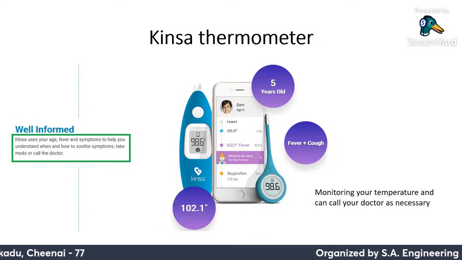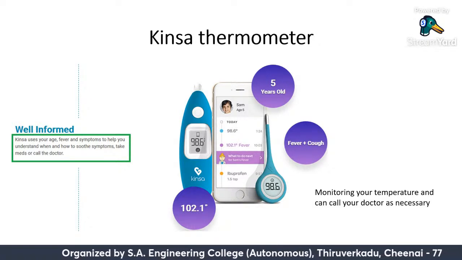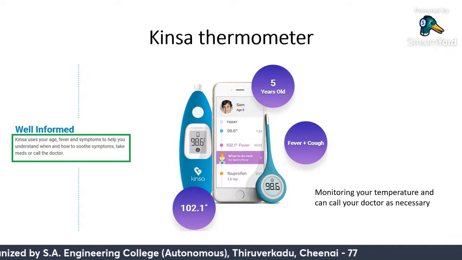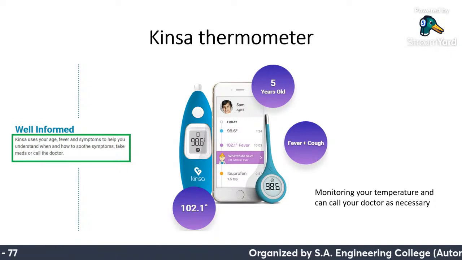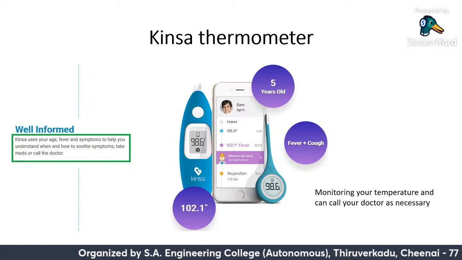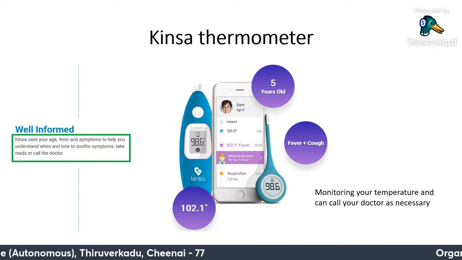And this is the Kinsa smart thermometer. It works like a normal thermometer, but it can send your fever temperature and the time the temperature was taken to the mobile device, so that you can monitor the fever. If you have a kit at home, you can monitor it, and it also sends the data to the doctor if the fever is higher than the permissible limit. So it may be used to improve human health.